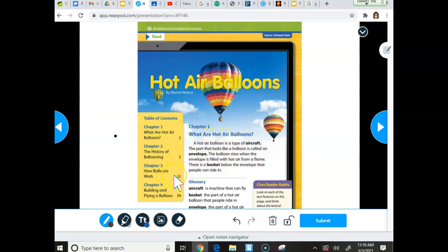This is the table of contents. Remember, it would be on its own page. And then in the back, you would have the glossary. We just had to have it all on one page so we could see it all, okay?